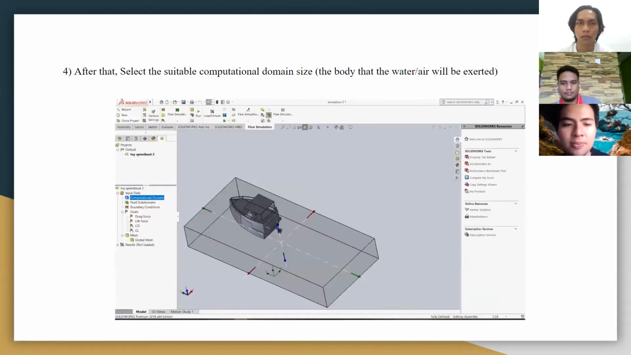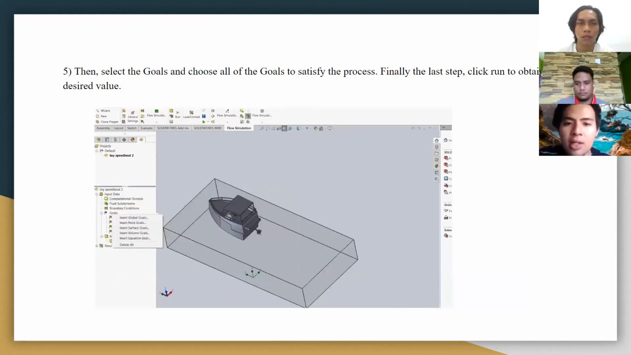Next slide, please. Okay, we come here. After that, we choose computational domain, and it will create a square, which can be used to create the dimension for analysis. You can see the 3D design.